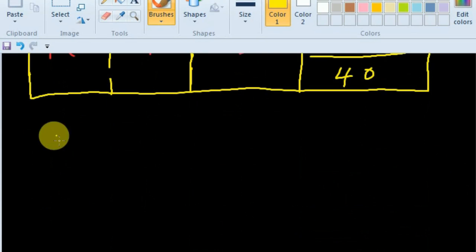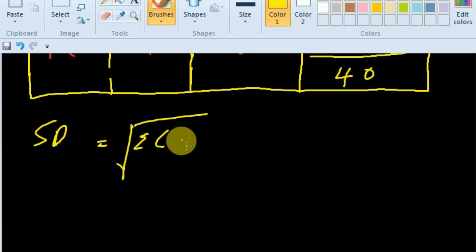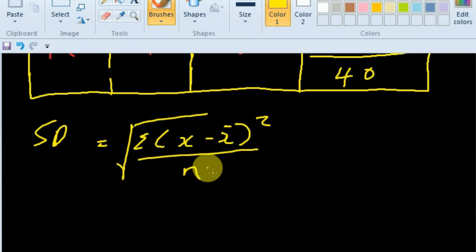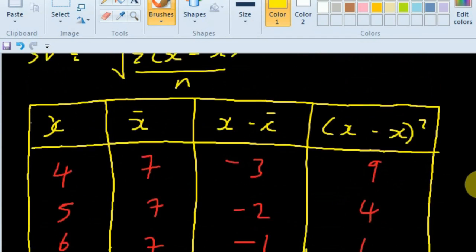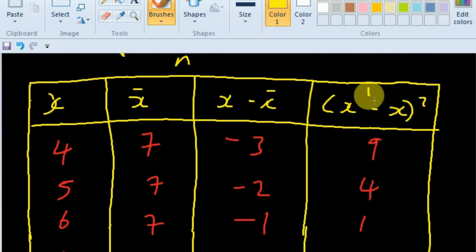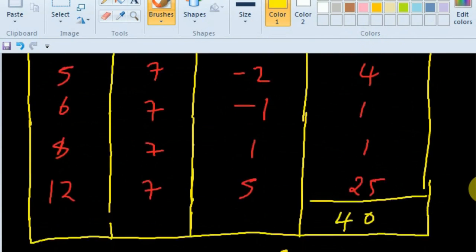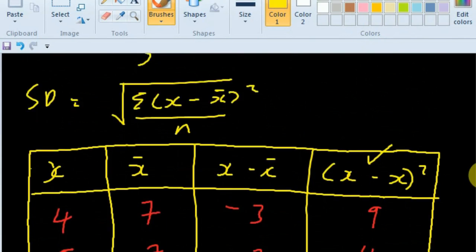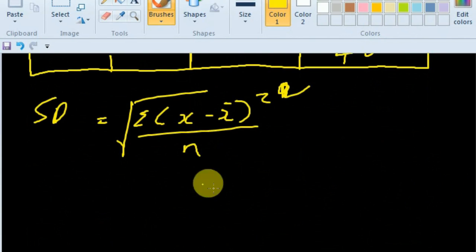So as we wrote the first formula, we said standard deviation is equal to the square root of the summation of x minus the mean squared divided by n. And this, which is on the top, we have found from the table. We have calculated that it's 40. From the formula, the top part represents that column. So I have 40 there.